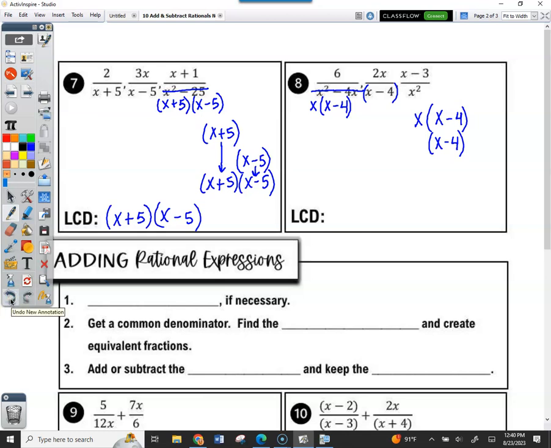And then I have x squared. I'm not going to put that back here. I'm going to come over here and put it right there. And now I'm going to go straight down, take the highest exponent, and that would be the LCD.